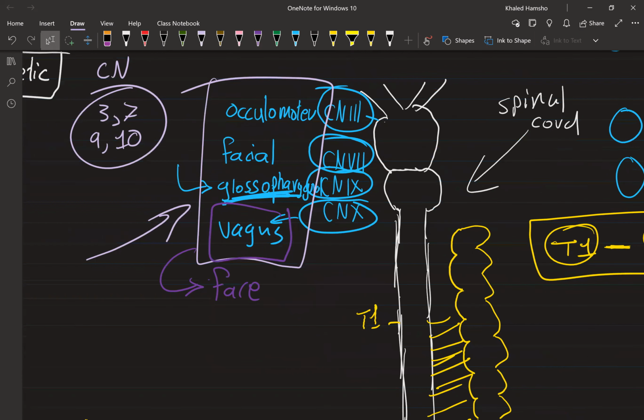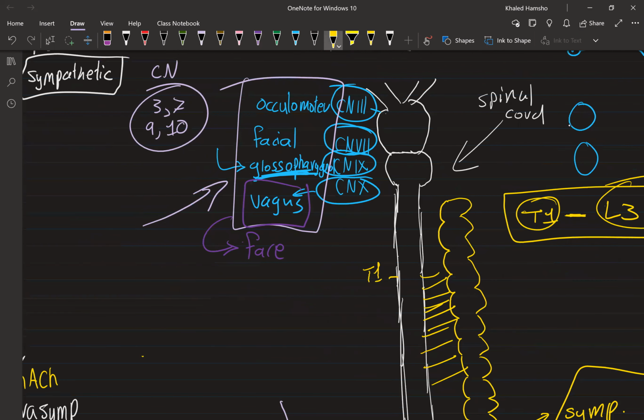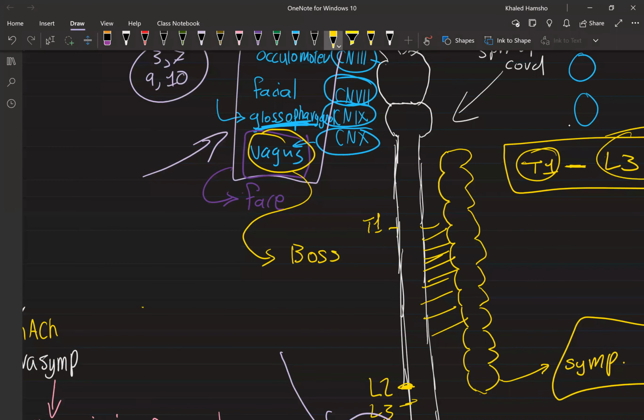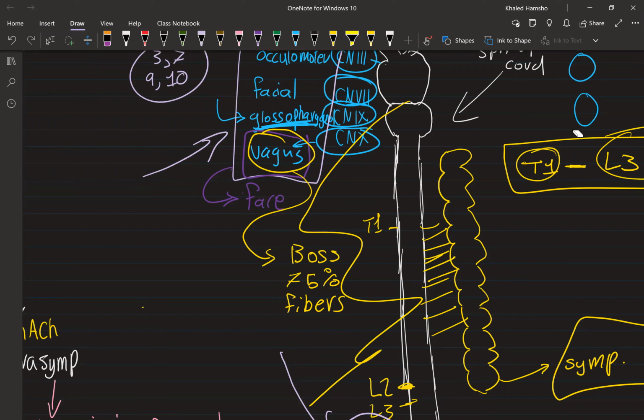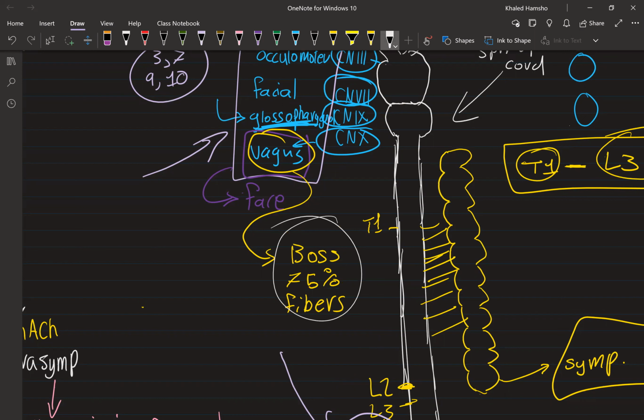One thing I'd like to cover as well is the vagus nerve over here. This guy is the boss of them all. He has about 75% of all parasympathetic fibers, because this is a very big nerve. It goes off and branches into a million different divisions. Basically, most things for the parasympathetic nervous system come out of this nerve.